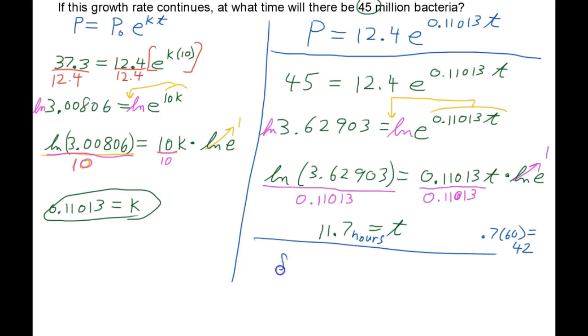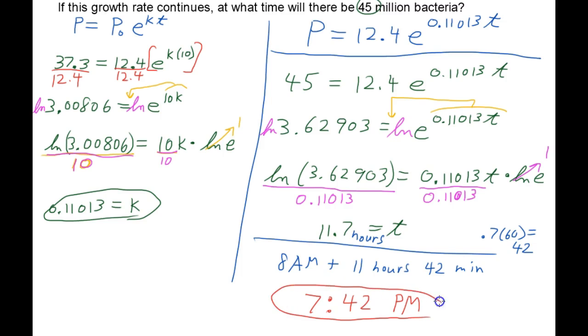So you have 8 a.m. plus 11 hours and 42 minutes. That gives you an end time of 7:42 p.m. And at that time, you have 45 million bacteria.